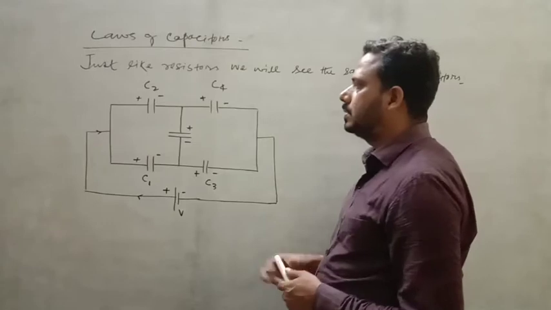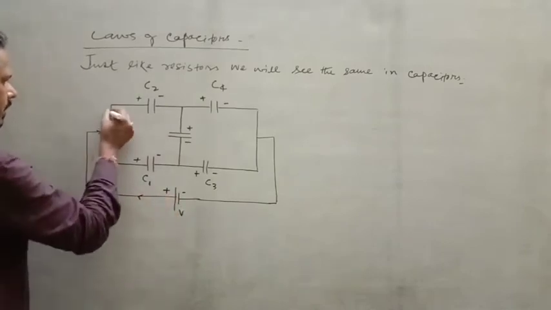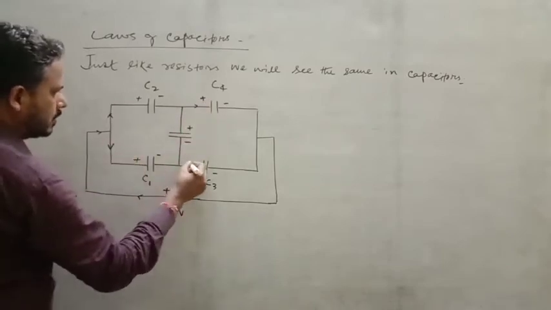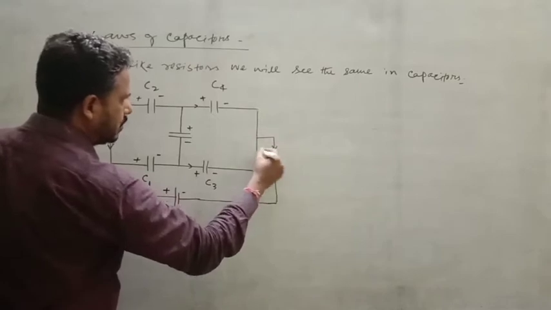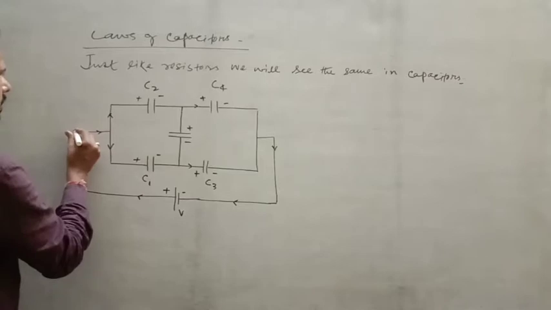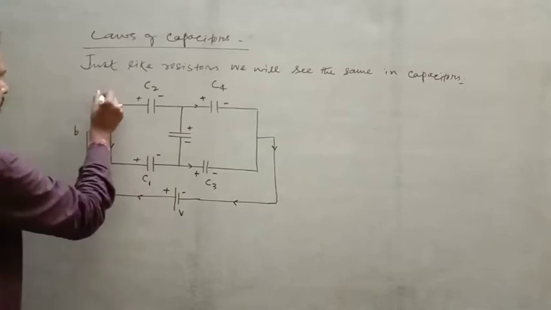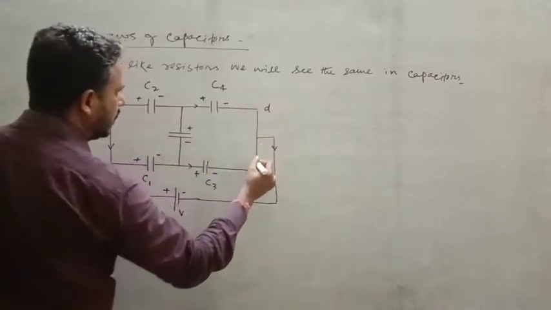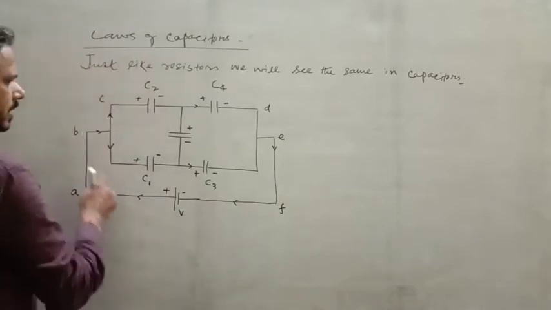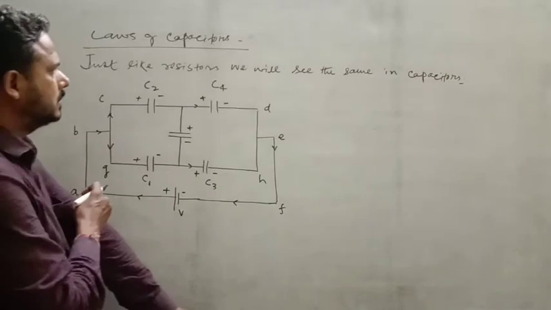Then here you have to use two rules. The charge coming from the terminal is distributed over the two branches, and then after joining it comes together again. Suppose the points are labelled A, B, C, D, and then E, F, and from this side G and H. And then you have to maintain two laws.